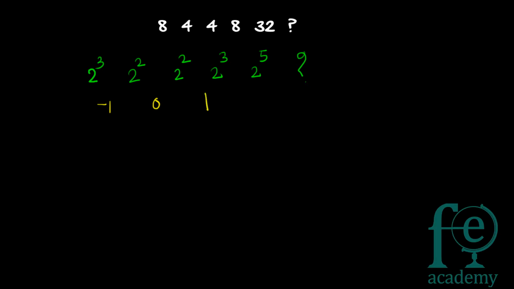Then 1 is the difference: 2 plus 1 is equal to 3. Then 2 is the difference. So minus 1, 0, 1, 2. These are representing the differences between the powers. So 3 minus 1 is equal to 2. Then 2 minus 0 is equal to 2. 2 plus 1 is equal to 3. 3 plus 2 is equal to 5. So next 5 plus 3 should come, or 2 raised to 8 should come as the next number.